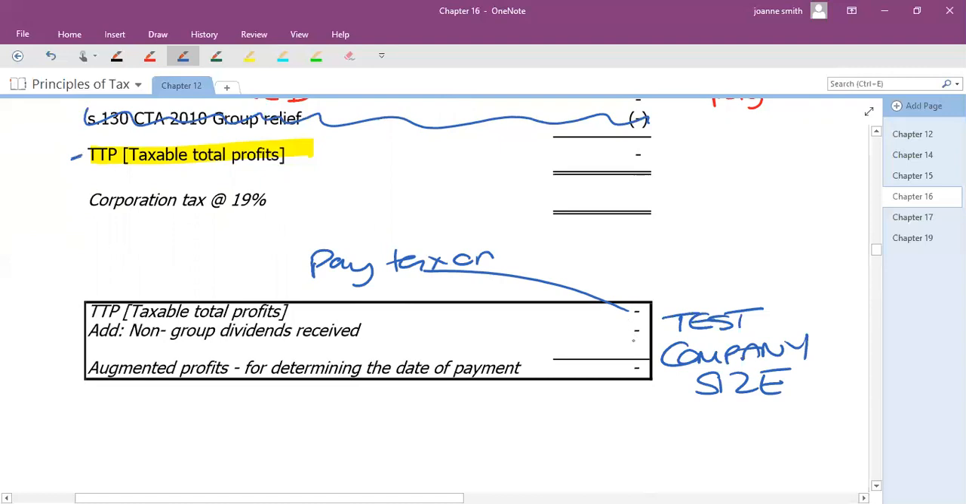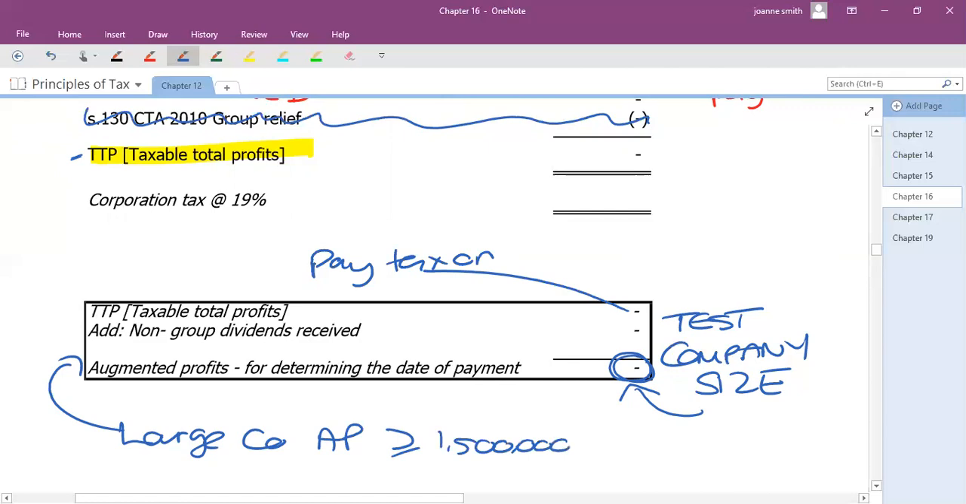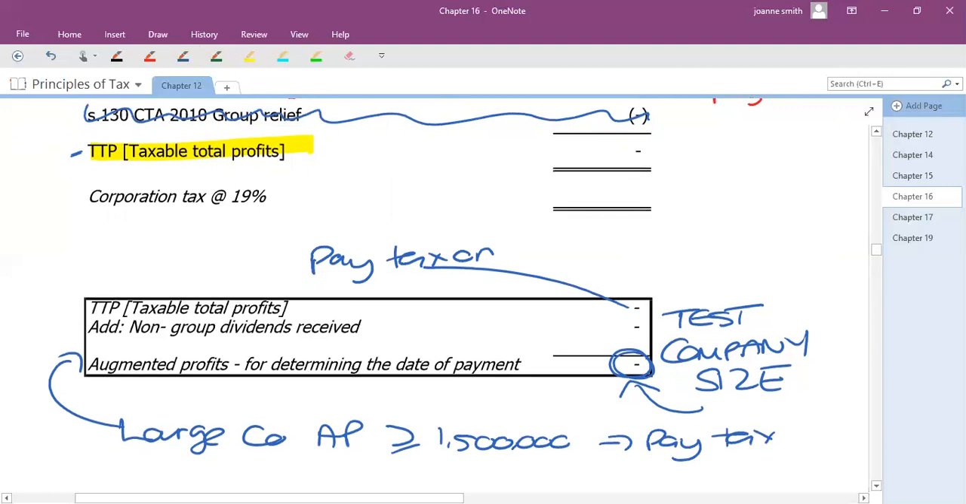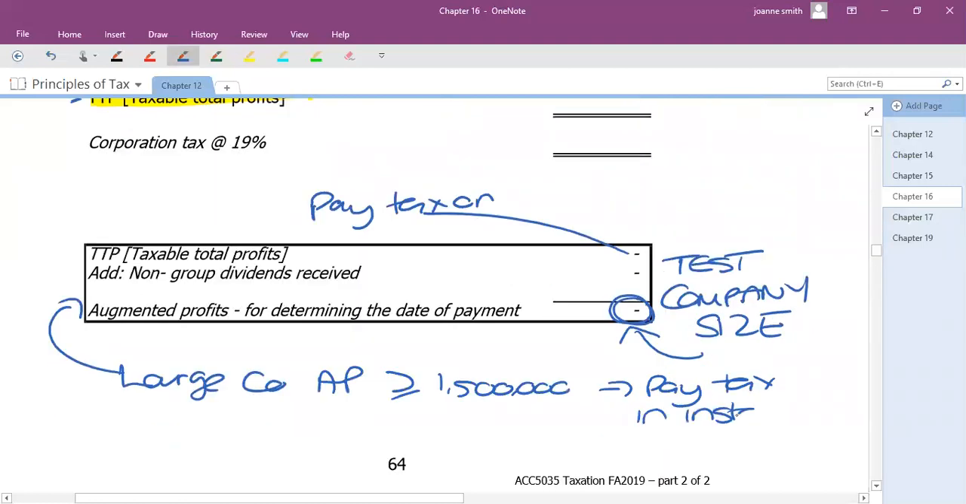But what a company does is they add on any dividends that they've received to test the company size. So this figure here, they test the company size. And the only purpose of this is determining when the company has to pay the tax. So for example, a large company would have this augmented profit that's greater than or equal to 1.5 million. And a large company must pay tax in instalments. And I'm not going to go into any detail because, as I say, it is later on in the notes.